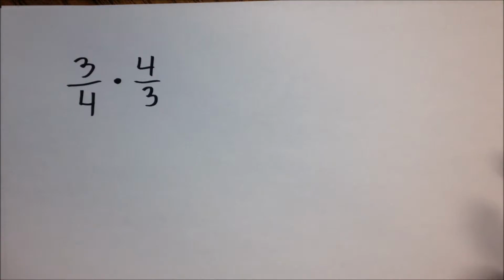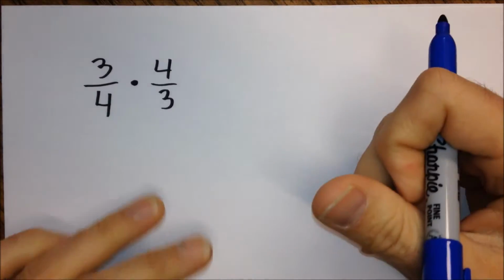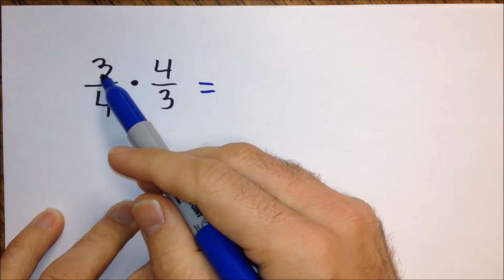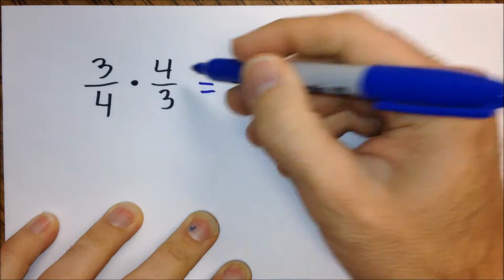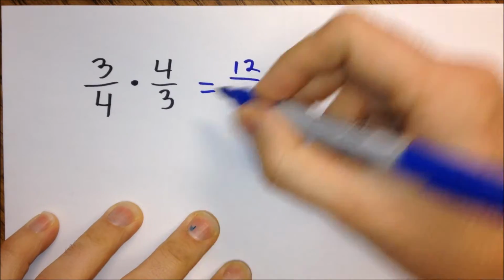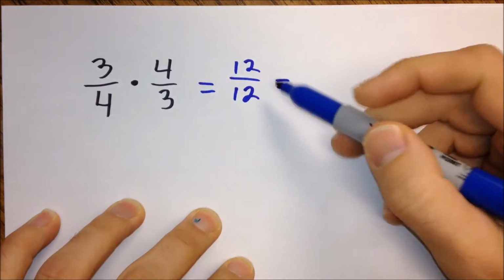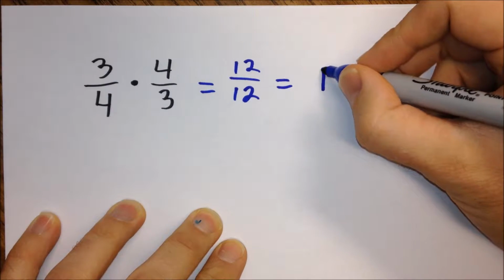We're going to start with the example of 3/4 times 4/3. If you look closely, you might already see what the answer is, but let's pretend that we can't just see the answer, and let's work through it. When you multiply across both the numerator and denominator, we get 12 on the numerator and 12 on the denominator. 12 divided by 12 is just the same as 1.